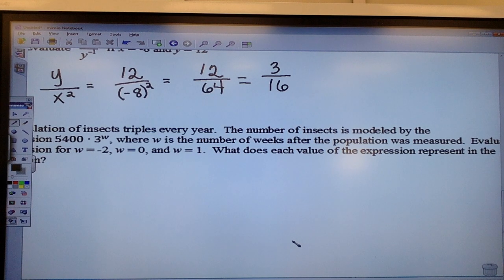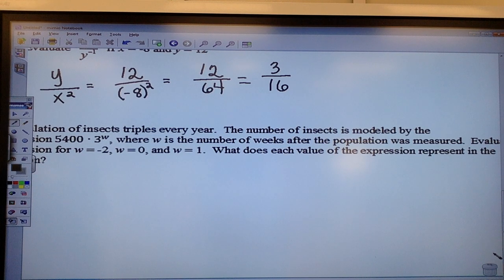All right, so the number of insects is modeled by the expression 5,400 times 3 raised to the W, where W is the number of weeks after the population was measured. Evaluate the expression for W equals -2, 0, and 1, and what does each value of the expression represent in the situation? Okay, well, I hate to say it, but I don't know what -2 weeks represents. I don't have an explanation for that one.